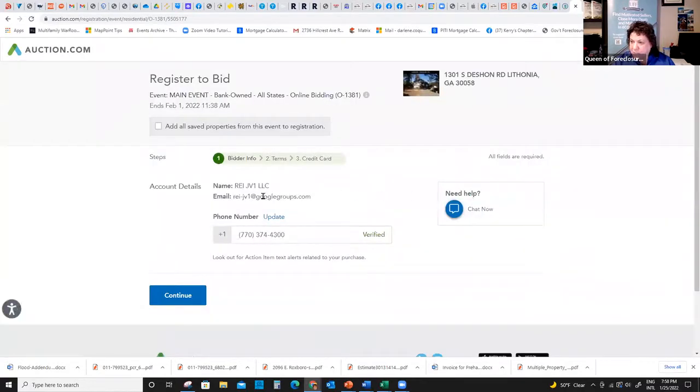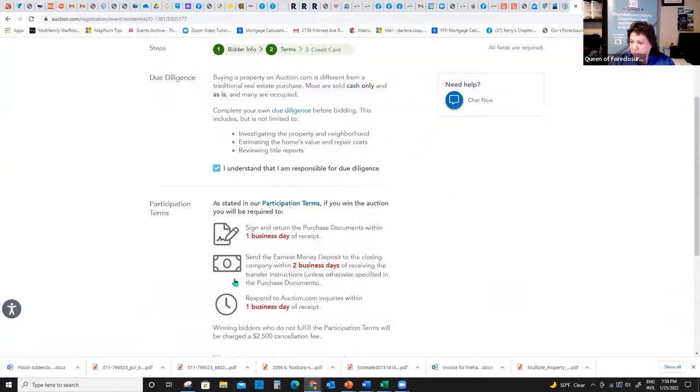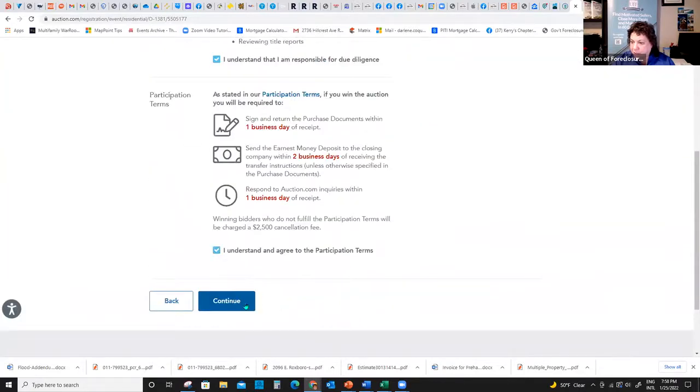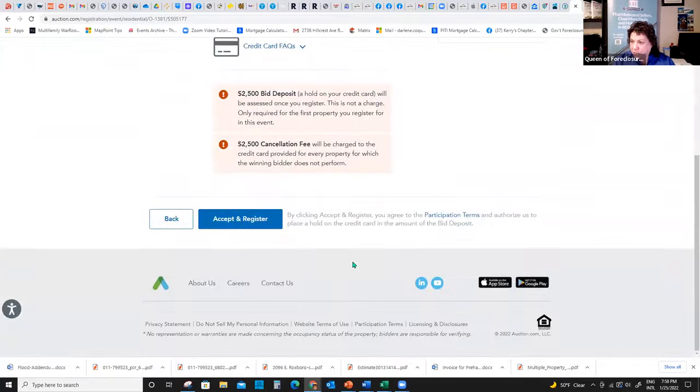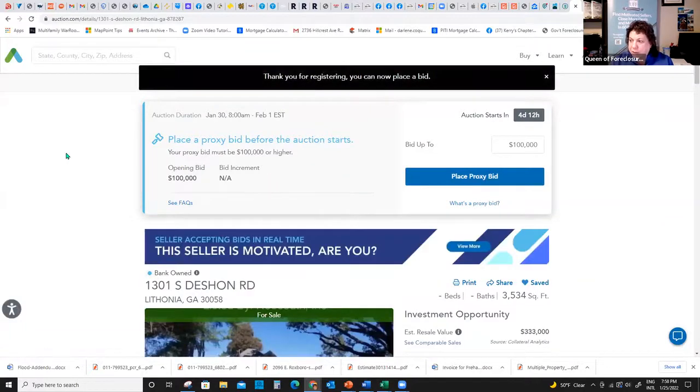So this is what we just did. I am really seriously going to set up for this one. Add all saved properties for that auction. Yes, I understand that. Yes, I understand that. Continue. Yes, you can charge that card. Accept and register. So I'm registered for that auction.